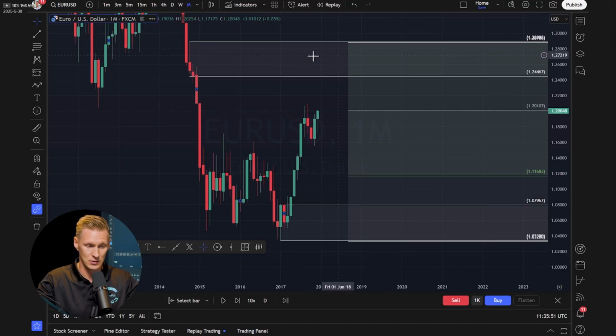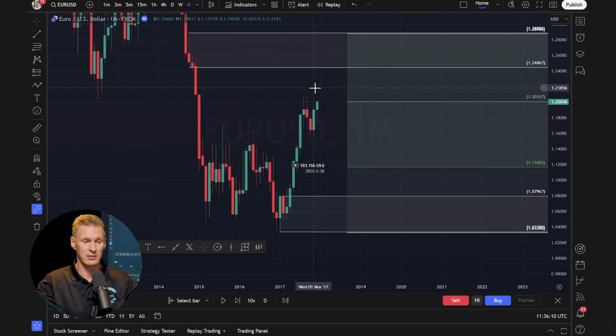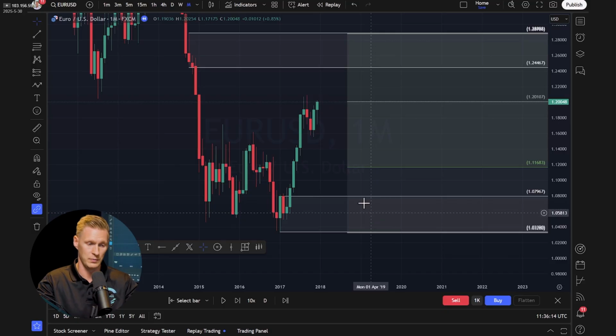Whenever the price is located in these extreme areas, here or here, right? We have to take action. We have to buy here and we have to sell here. On the monthly time frame, or always on location, we expect that price is moving from supply to demand or from demand to supply. Let me press the play button.